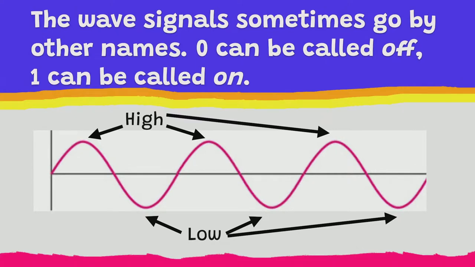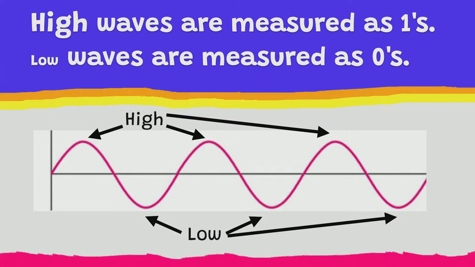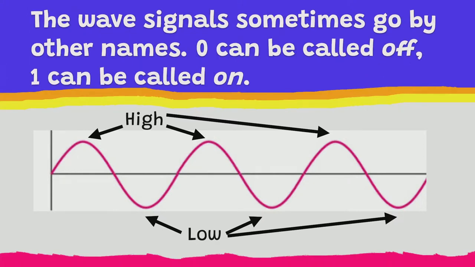The wave signals sometimes go by other names. I guess I didn't put it in the slide properly. But the high waves are measured as ones, the low waves are zeros. Sometimes the signals go by other names. Zeros can be called off, ones can be called on. It really depends on what kind of work you're doing. If you're programming and you have bits, a one might be true and a zero might be false, which happens in programming languages, especially C-based programming languages. So true and false is another way to look at it: on and off, zeros and ones.